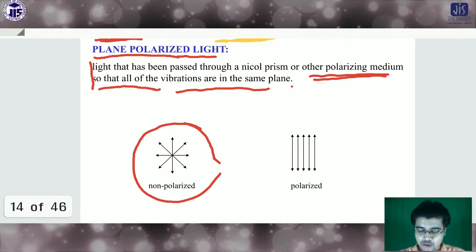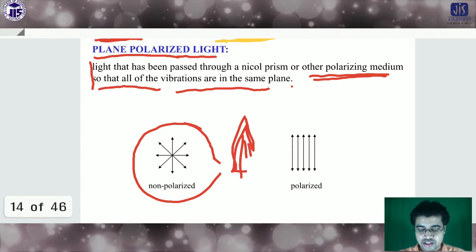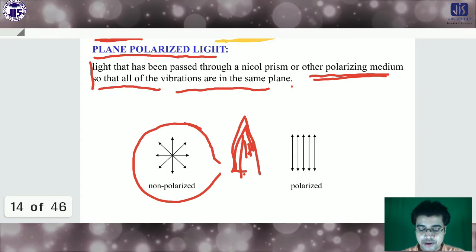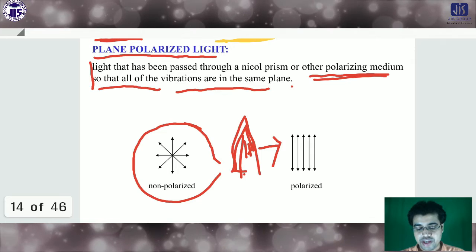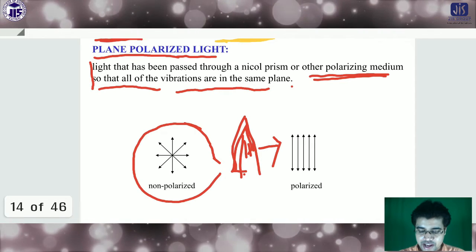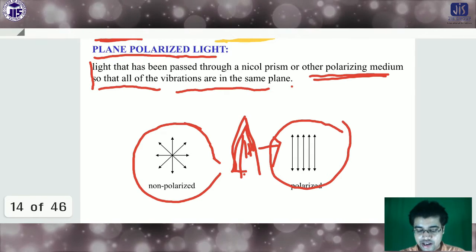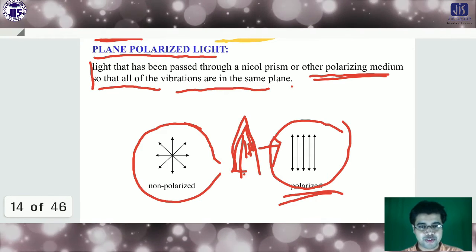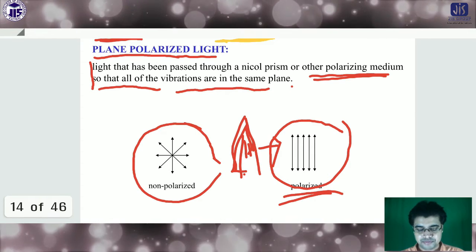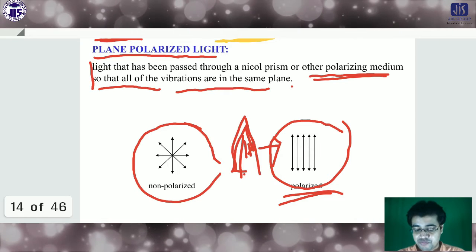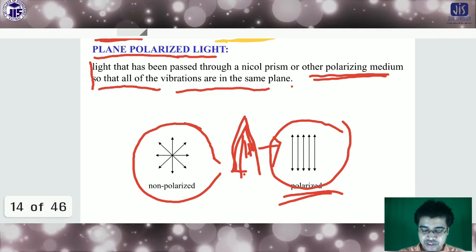But when this light passes through a nickel prism, what happens? Then this plane polarized light shows that all the vibrational planes are in the same direction. This is called polarized light. So in non-polarized light, the vibrational planes are in different directions, but in polarized light, all the vibrational planes are in the same direction.